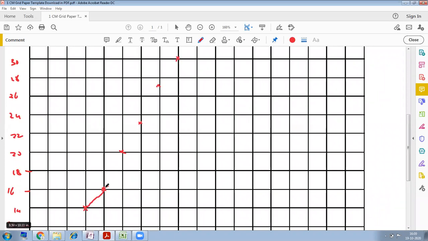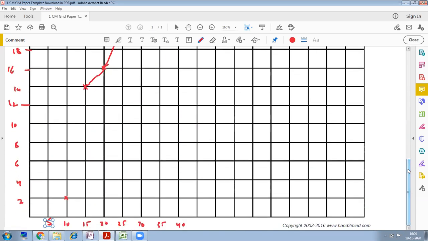If I'm joining the points like this, this graph is called the less than ogive, because you are taking the upper limits. You should not cross this box, because for 10 to 15, it should lie between only 2 and 14. Suppose I take more than, that is lower limits, I will get the more than ogive graph. More than ogive graph is a decreasing graph. Less than ogive graph is an increasing graph.